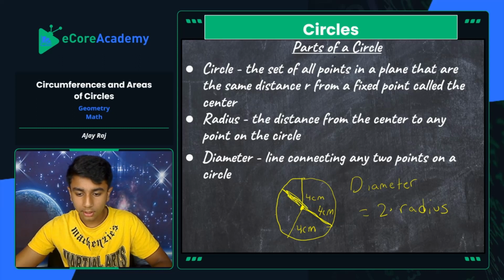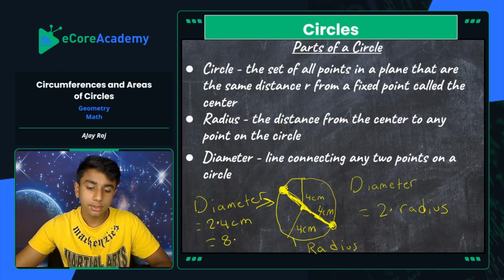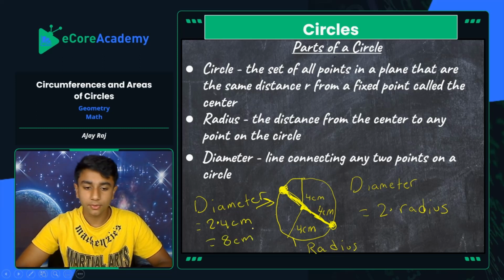I'm going to bold it right here. So this line that I've drawn here connects 2 points on the circle, one right here and one right here. That's a diameter. We'll just label this out. So that's your diameter. This is your radius. And that diameter would have a length of 2 times 4 centimeters because it's twice the length of a radius, and that would equal 8 centimeters. All right, let's move on.